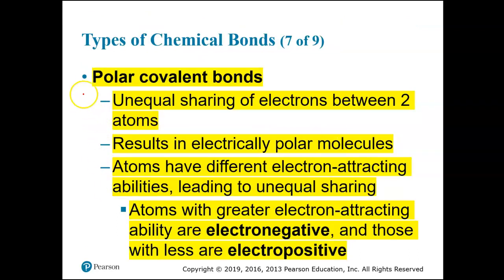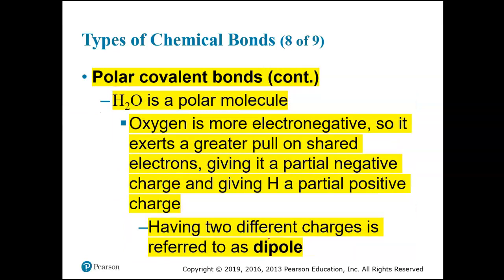But a polar covalent bond is when those electrons are shared unequally. In other words, one of the atoms has a stronger hold or a stronger pull on the electrons than the other atom does. So if one of the atoms has a greater pull or a greater attraction for those electrons that are being shared, we call it electronegative. So it's going to have a negative charge compared to the other atoms. So it's not got a full negative charge, it's got a slightly negative charge.